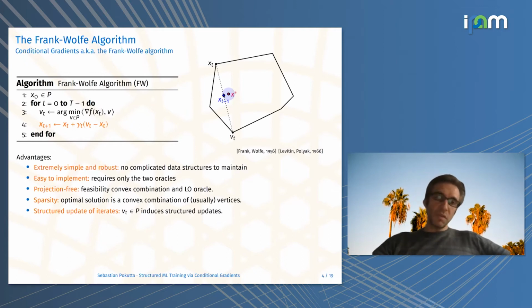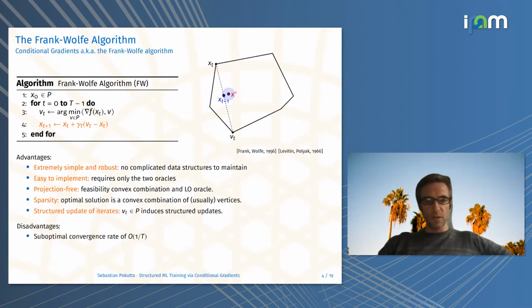And then also, if you think of how the updates work, we follow the line segment between the iterate and the vertex. So if the vertex has a specific structure, you actually perform structured updates on your iterates, which can be very useful to induce sparsity or other forms of structure. Yeah, so that's on the advantages side.